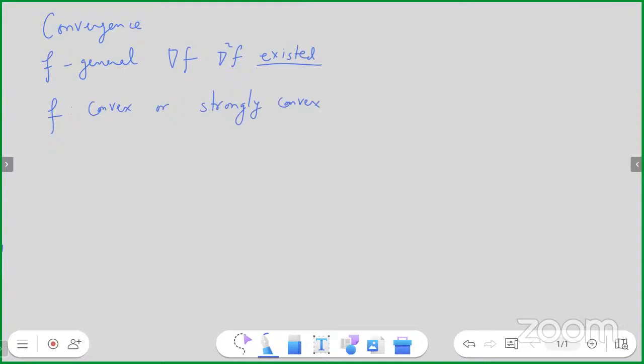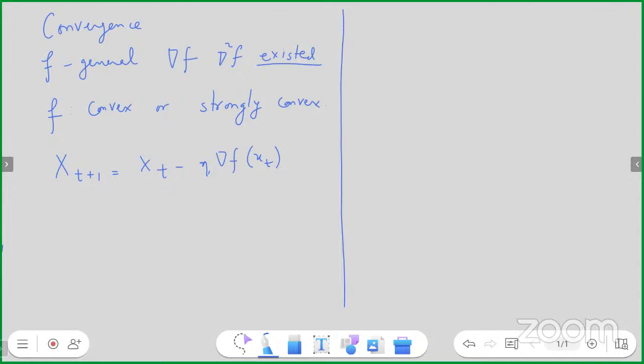So for today's class, we will be interested in just the normal gradient descent, which is x_t minus eta times del f. That's my simple algorithm. What I want to do is look at convex functions and see what convergence guarantee I can give. Okay.